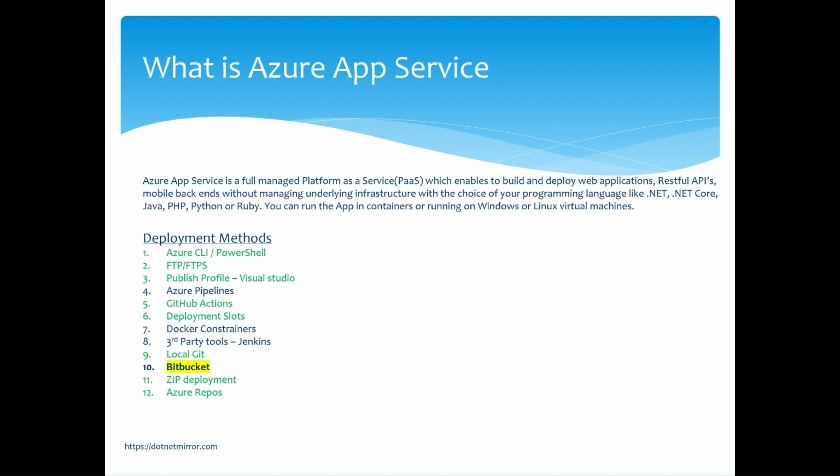Azure offers many ways to get your code into the cloud. You can use manual methods like FTP or zip deployment. You can use IDE integrated methods like publishing directly from Visual Studio, or automated CI/CD pipelines using Azure Pipelines, GitHub Actions, or Jenkins. Today, our focus is especially on Bitbucket integration via the Deployment Center.